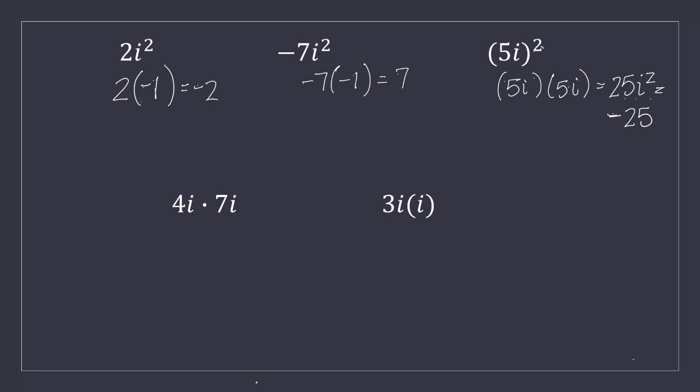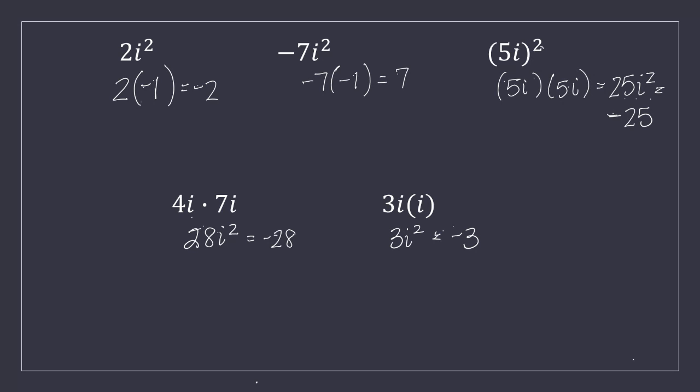Do you notice that each time we have an i squared, we're simply multiplying its coefficient by -1? Kind of makes this easy, right? So in the next one, when I multiply 4i times 7i, I have 28i squared, which is -28. 3i times i is 3i squared. -1 times 3, -3. So once you get the idea of i squared being -1, it becomes pretty easy to then just multiply that by the coefficient and change your sign, okay?